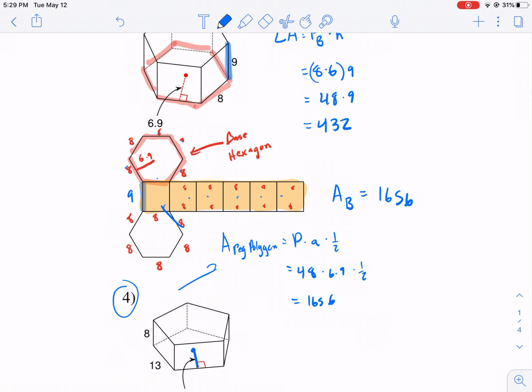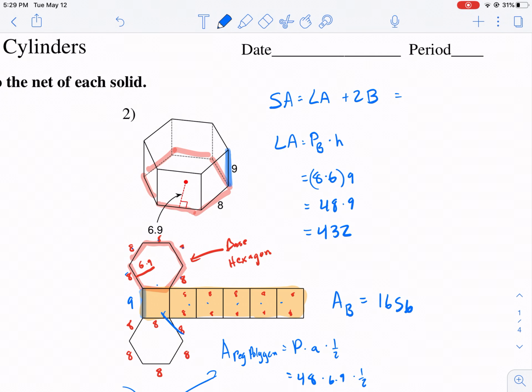1,656. Now, I need 2 of those, so I'm going to multiply this by 2. And I'm going to show that calculation here. So my lateral area was 432. My base area was, hold on, I'm going to do plus 2 times my base area. Oops, I didn't get the decimal. I was wondering why the number was so big.